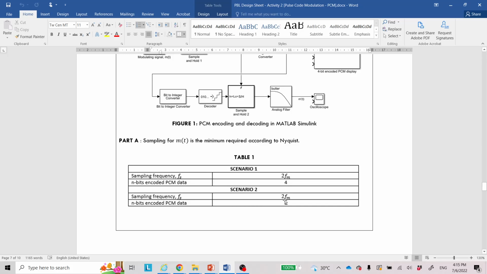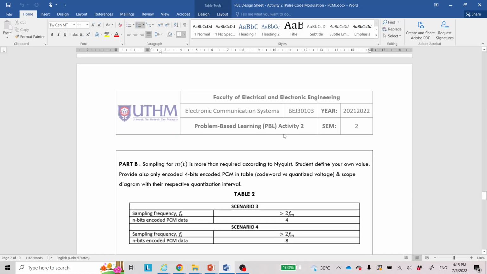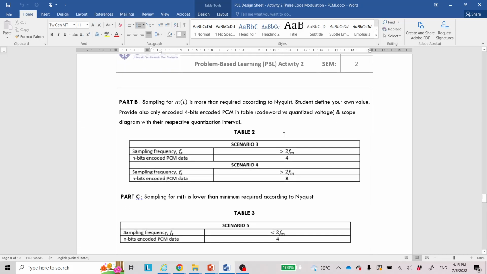Scenario 2, you sample at 2 FM but using 8 bit of encoder. So the difference is in terms of number of bits. This is for part A. That means you are sampling at the minimum Nyquist rate. And for part B, you are sampling more than the minimum Nyquist rate. You are sampling more than 2 FM.